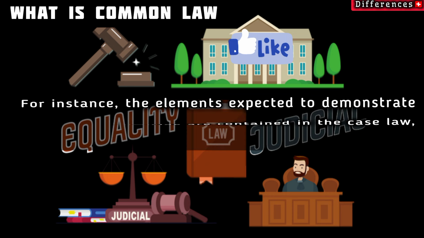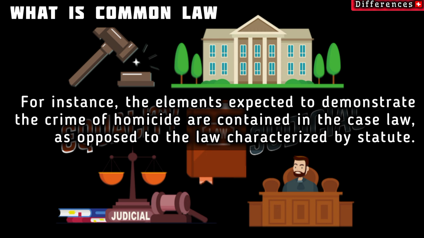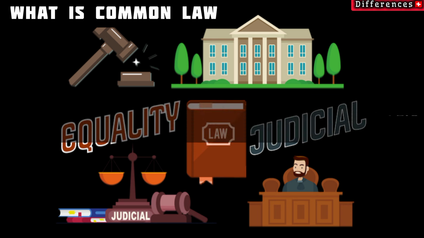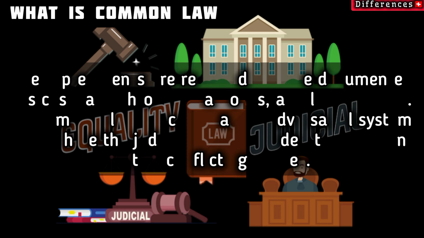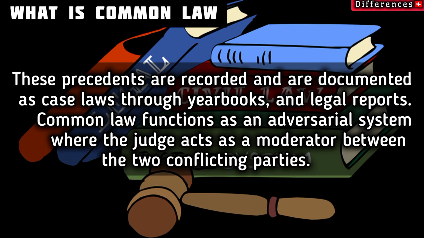For instance, the elements expected to demonstrate the crime of homicide are contained in the case law, as opposed to the law characterized by statute. To ensure uniformity, courts follow the precedents set by higher courts in cases dealing with similar matters. These precedents are recorded and documented as case laws through yearbooks and legal reports. Common law functions as an adversarial system where the judge acts as a moderator between the two conflicting parties.